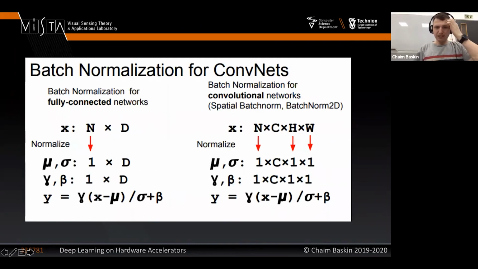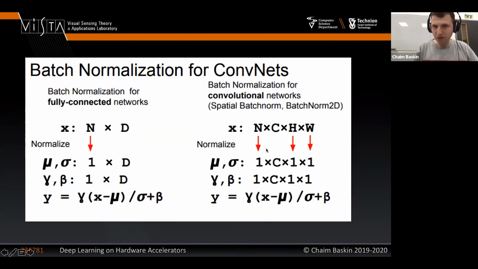Okay, so again, let's see how we modify batch normalization for convnets, because in convnets we also have feature maps. If we have a fully connected layer, we have N inputs and D outputs. So we have mu and sigma for each output, and gamma and beta for each output. So the scaling will work like that.